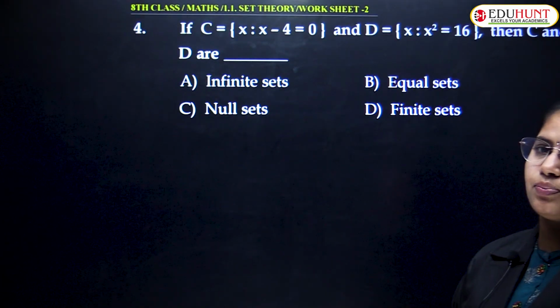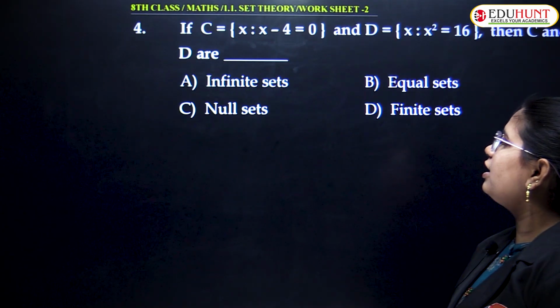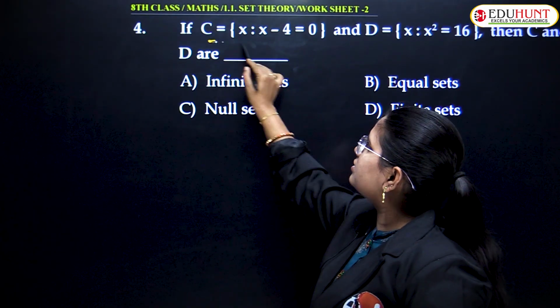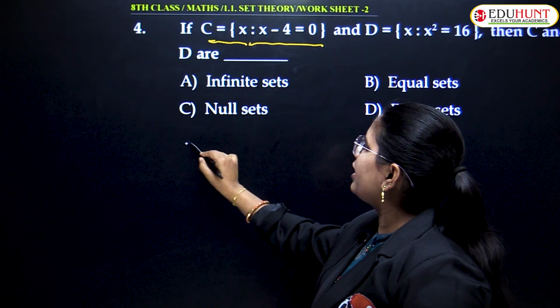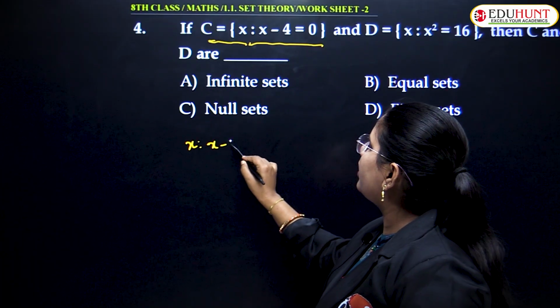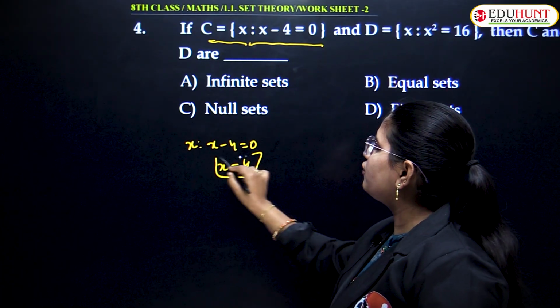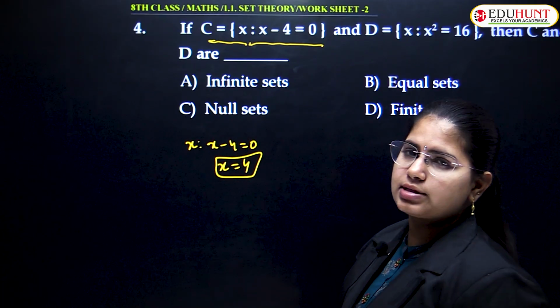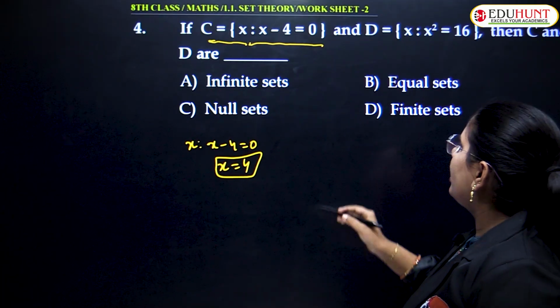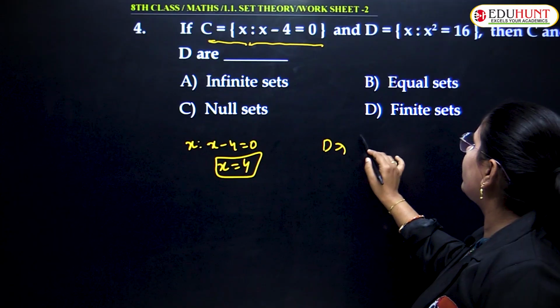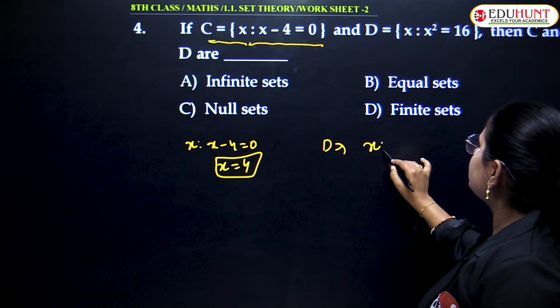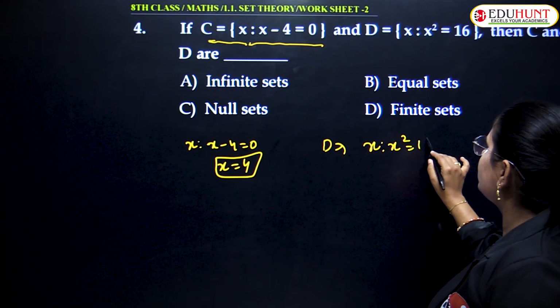My next question. If C is a set and it is defined as x such that x minus 4 equals 0, from this the x value is equal to 4. And D is a set, you are defining it as x such that x squared equals 16.